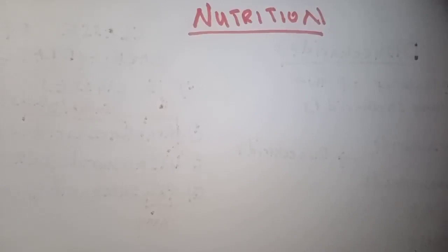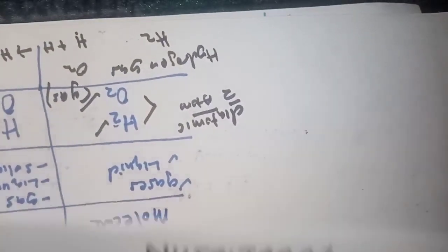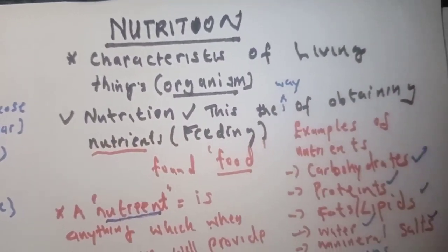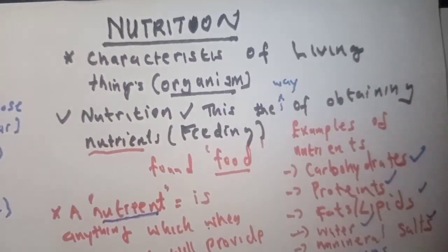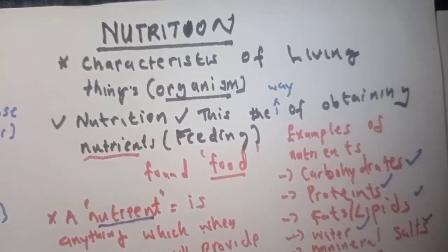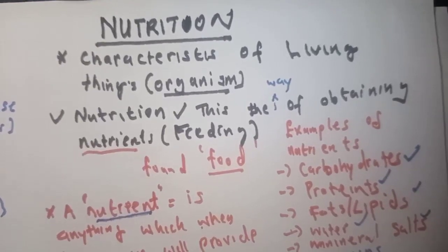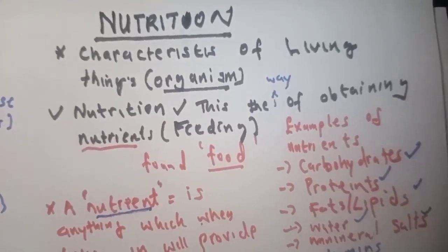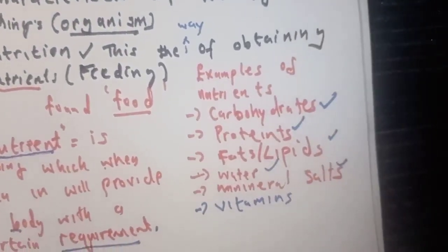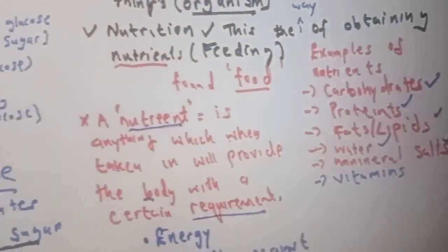So this is the second video under nutrition. In our previous video, we discussed nutrition. We said nutrition is under characteristics of living things. So it's one of the characteristics of living organisms. And we said nutrition is simply the way of obtaining nutrients, okay? And these nutrients were obtained from foods that we eat, okay? So nutrition takes place both in plants and in animals, okay? So we gave examples of nutrients: carbohydrates, proteins, fats or lipids, water, mineral salts, and as well vitamins.